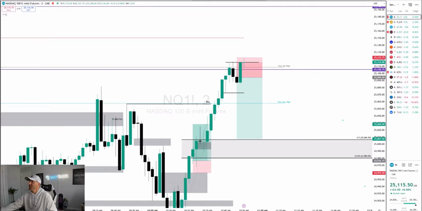If you're new or you're an ICT trader, get the levels on your chart, bro. They'll change your game big time. Literally, once you start seeing these levels trade, it's a whole different ball game.